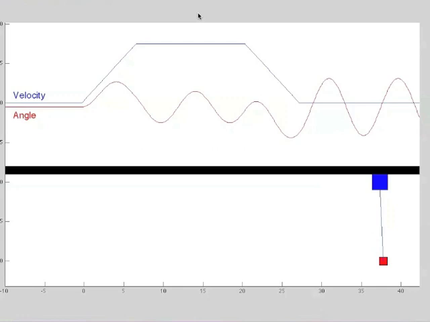So the question is, is there some other way to adjust tcoast and txl so that we still move 37 meters but have no swing at the end of motion? It turns out there is a way to achieve this, and in our next presentation we'll show how to find the solution.